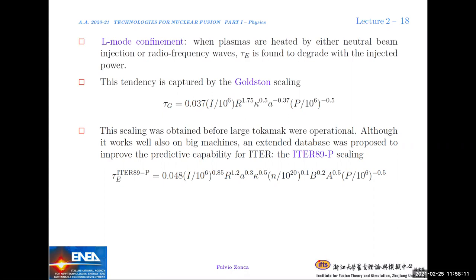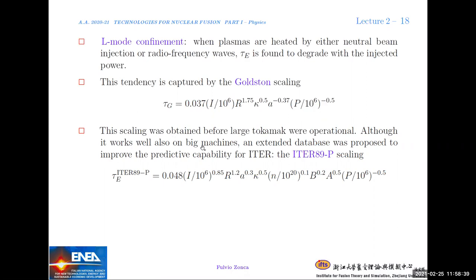Note that this doesn't mean that if you take power out, the confinement time will go up. It means that you need power in order to achieve a certain current and a certain temperature. But if you put in more, you gain on one side to reach this parameter, but you lose on the other side. This is the meaning of this.